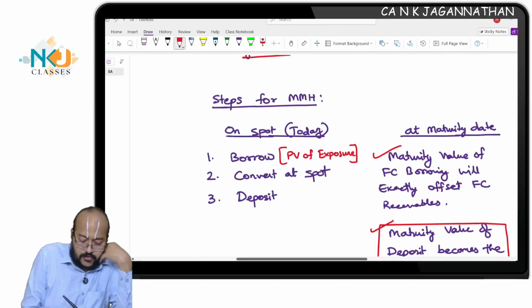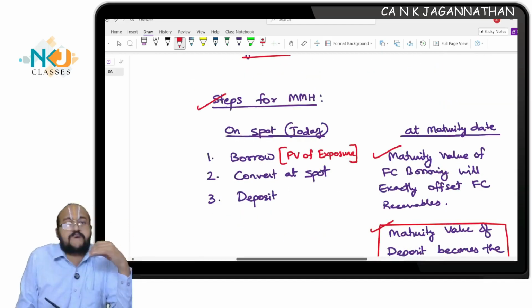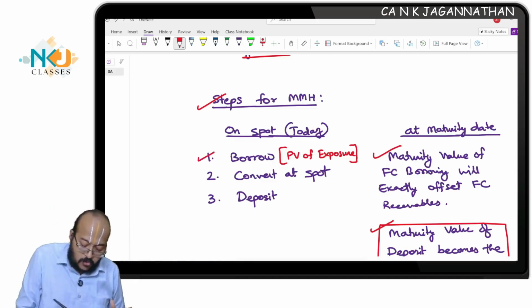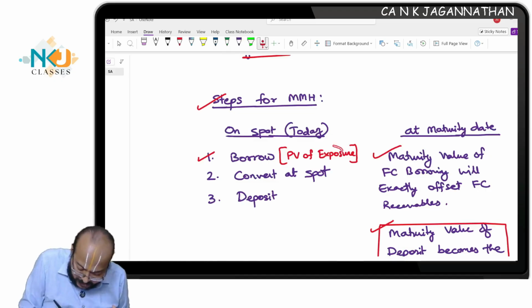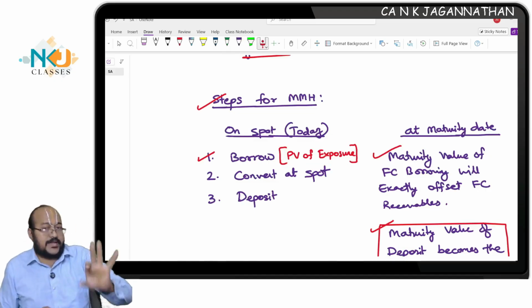Now, the steps for money market hedge. First step, what should you do? You should borrow today. How much do you need to borrow? The present value of this exposure amount.